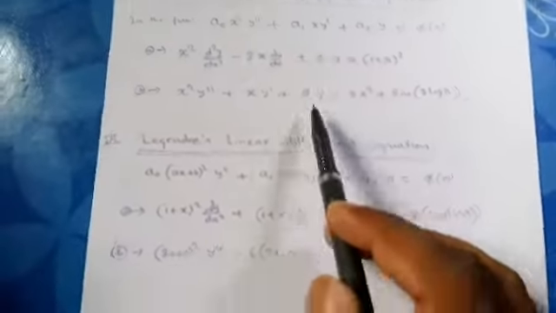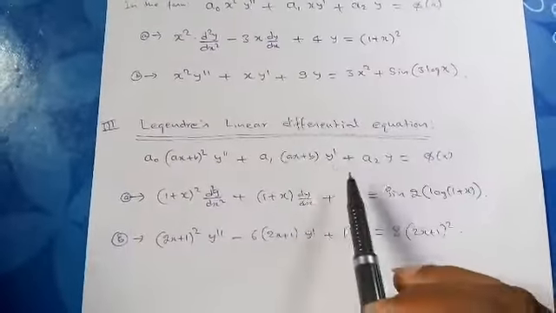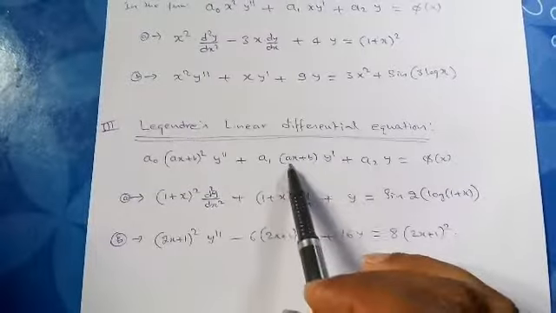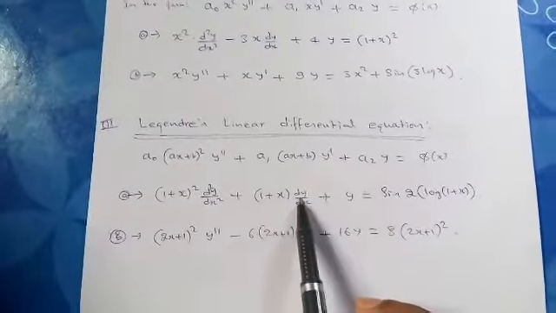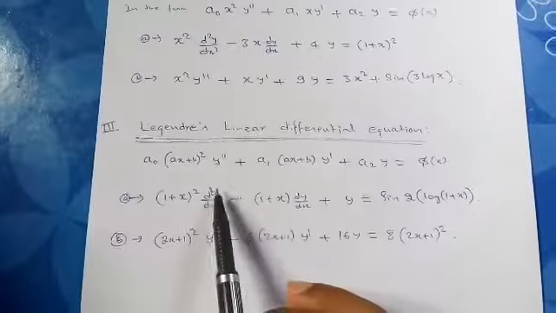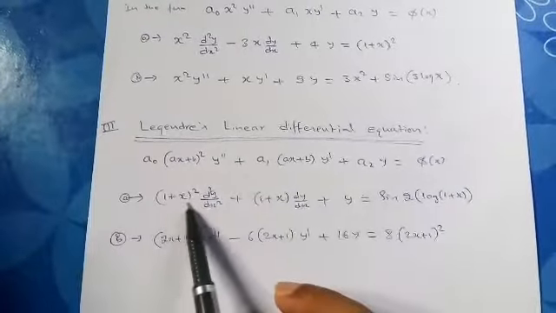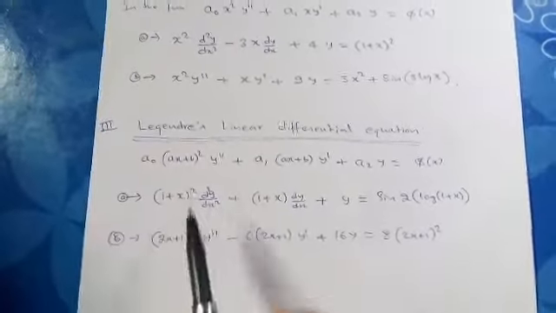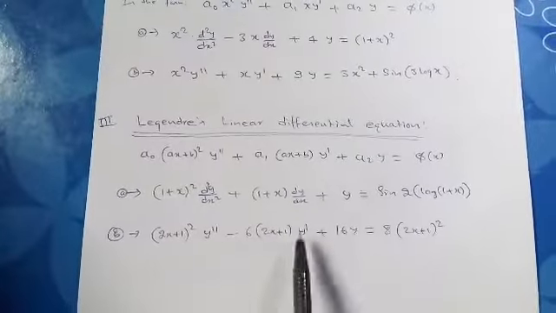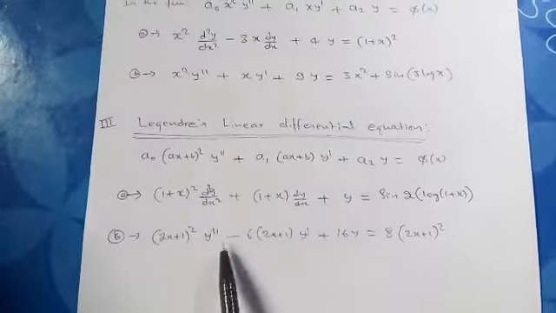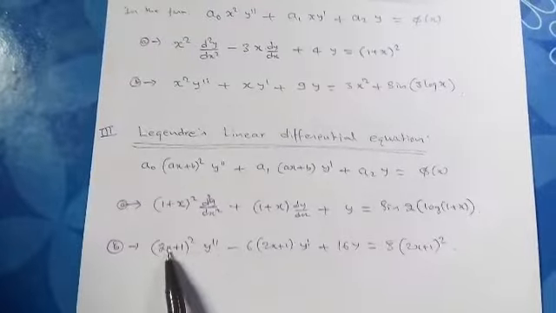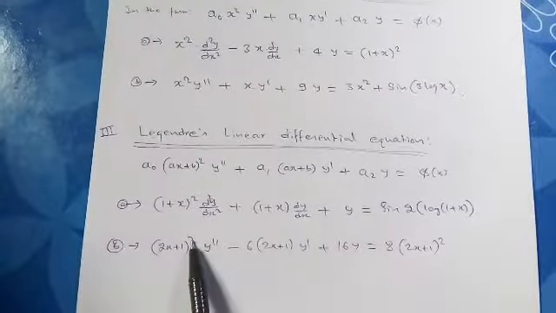Similarly, this is another example. In the Legendre differential equation, y dash is multiplied by ax plus b in this form: dy by dx multiplied by 1 plus x, d square y by dx square multiplied by 1 plus x whole square. Here in the other example, y dash is multiplied by 2x plus 1, and y double dash is multiplied by 2x plus 1 whole square. So these are the differences.